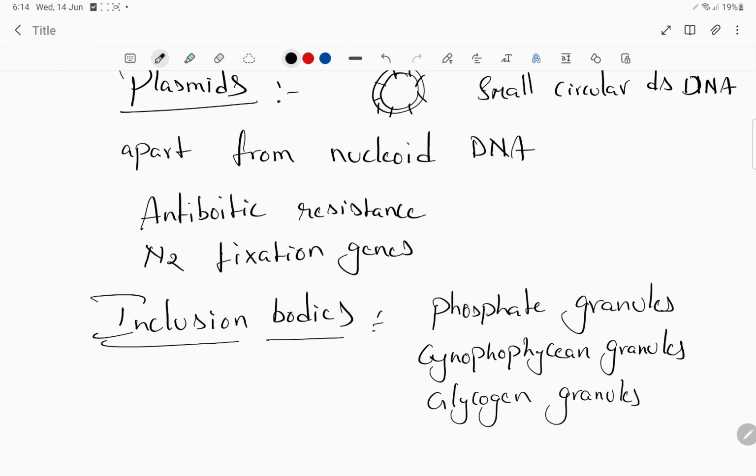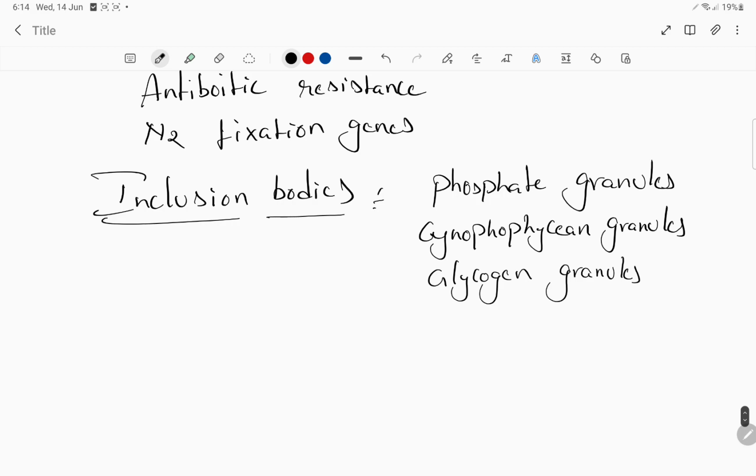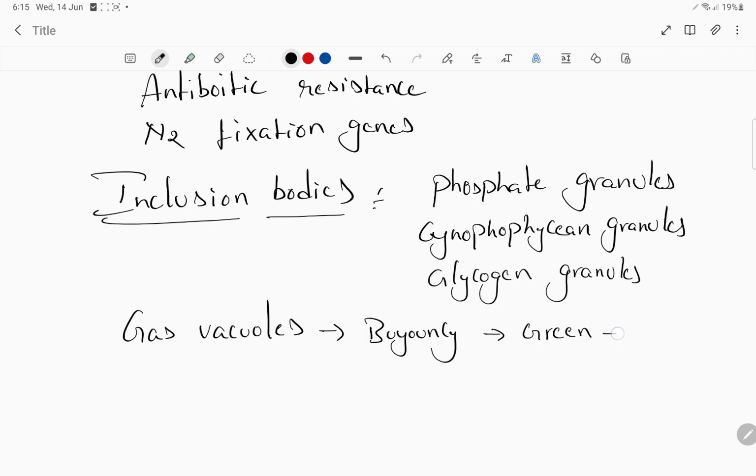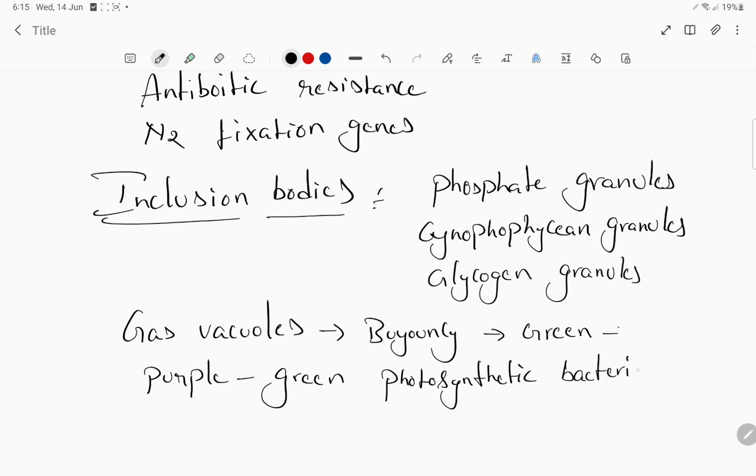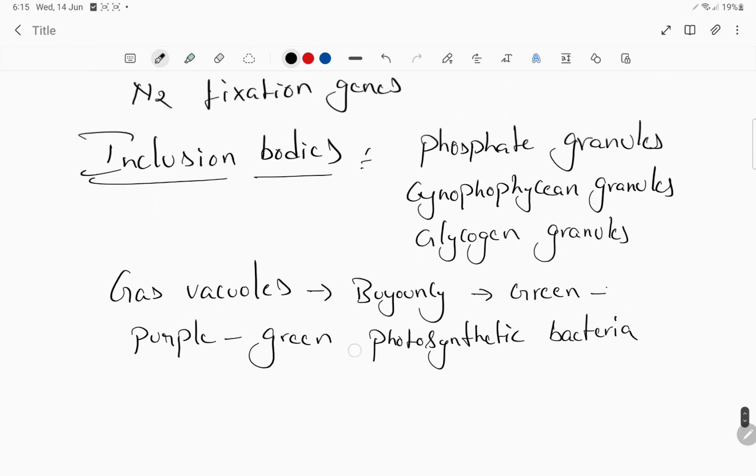And gas vacuoles are found in green and purple green photosynthetic bacteria. Gas vacuoles help with buoyancy. Right.